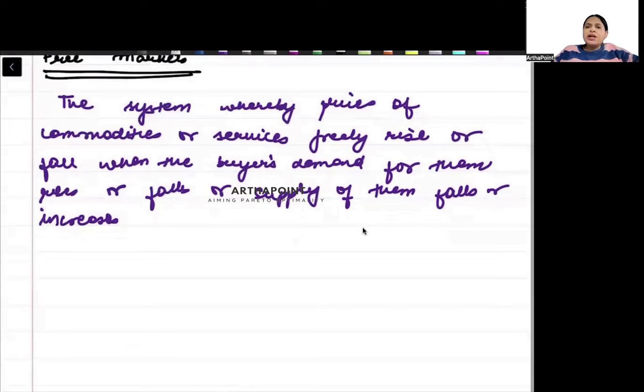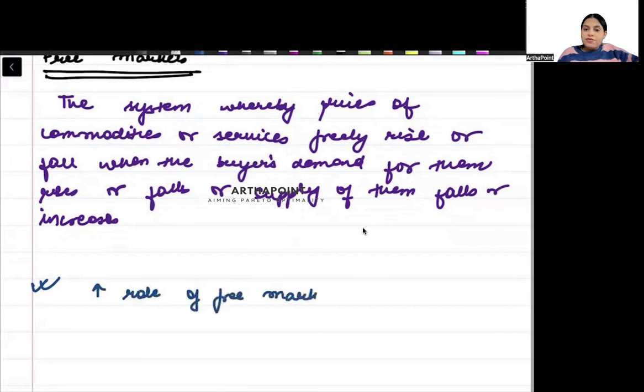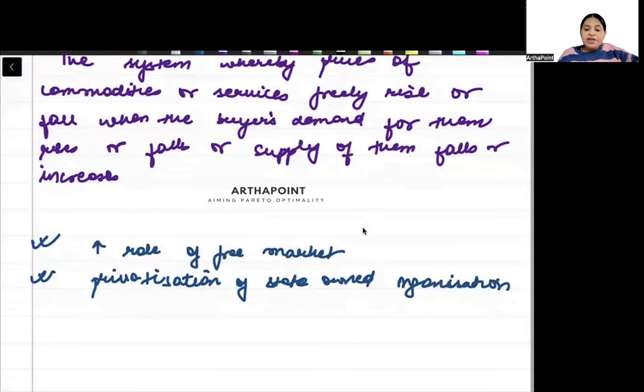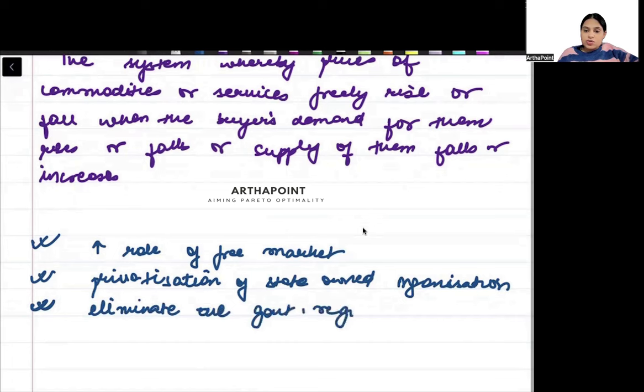And these neo-liberal counter-revolutionists, they actually said that we need to go ahead and increase the role of these free markets, right? We need to actually increase the role of these free markets. We need to make sure that we start with privatization of state owned organizations. Privatization of state owned organizations. And we need to ensure that we eliminate the government regulations. ठीक है? जैसे इंडिया में we had the concept of license raj. So we want to eliminate this part. We want to eliminate the role of the government.